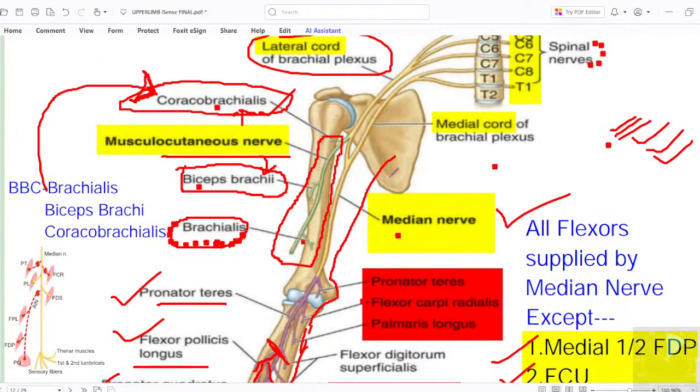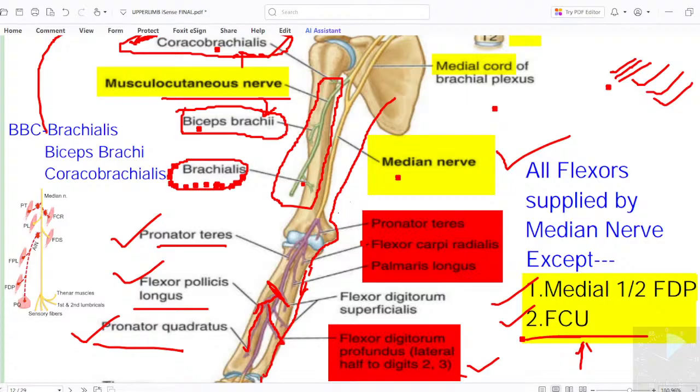Okay, here a little more. Median nerve, when it passes the elbow, gives a pure motor branch, which is called the anterior interosseous nerve. This anterior interosseous nerve is a branch of the median nerve. From this picture you can see the median nerve, and it gives supply to the flexors of the forearm.